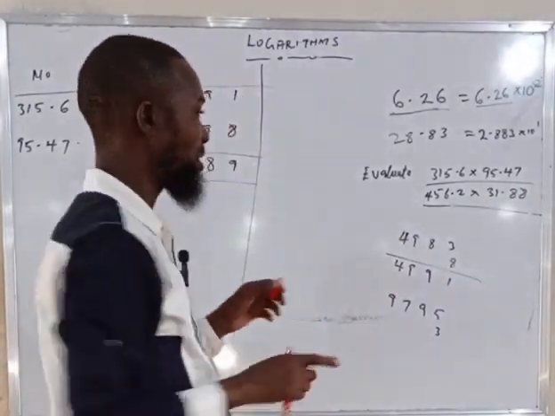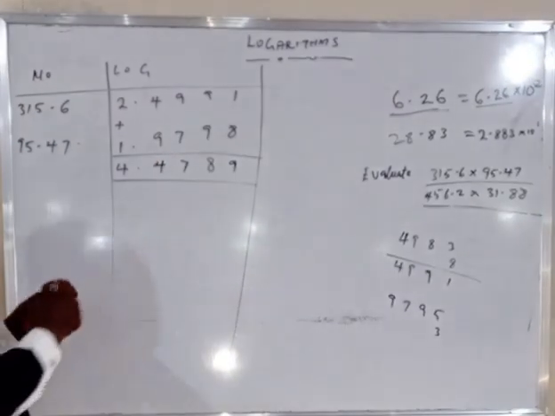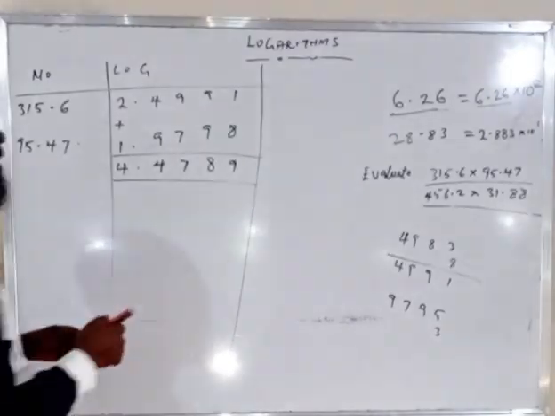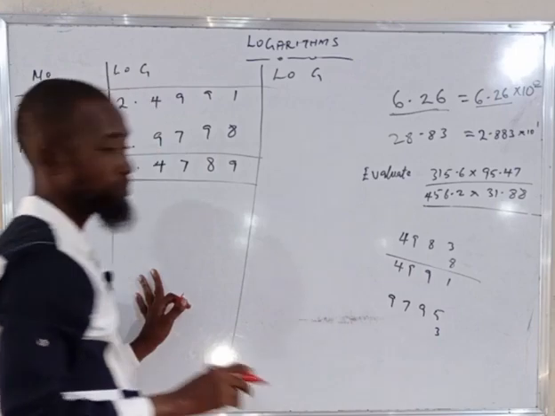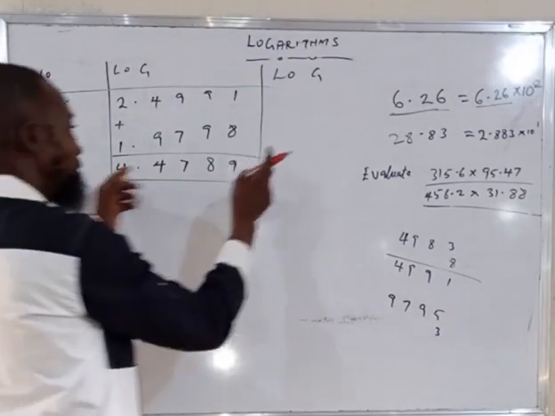Whenever we have more than one number in the denominator, then the result of your numerator must be moved to the next column. In that case, you create another column called log. Can you see that? Therefore, what you have here, you just repeat it here.